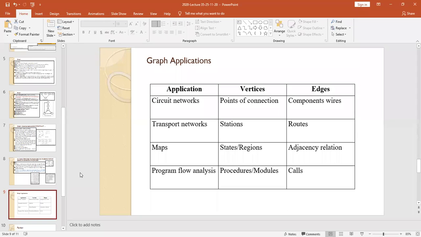So now you come for the next slide, that is graph applications. So what are all the things we do in the graph applications? So first application we have circuit networks. So what are the vertices? So you are connecting from one switch to another switch. Network means a group of nodes will be there. So how you connect from one computer to another computer. So that is called vertices. So vertices are points of connection and edges are component wires.